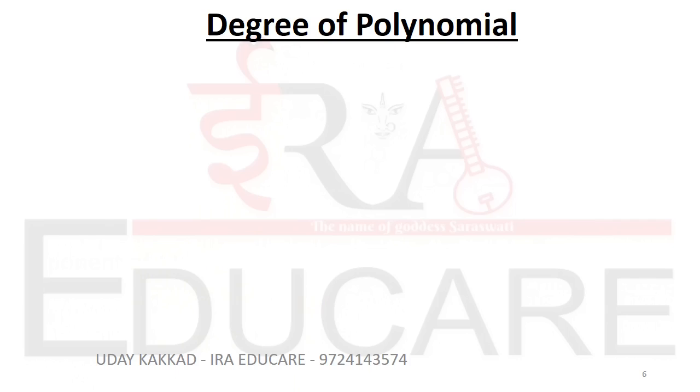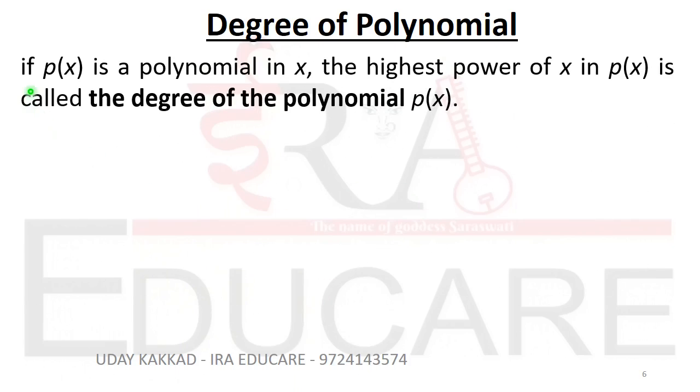Now, degree of a polynomial, this you learned in 9th standard, okay? If p of x is a polynomial in x, the highest power of x in p of x is called the degree of the polynomial p of x. It means p of x is a polynomial, so it has a variable x, okay? Now the highest power of x. So in any term, whatever highest power of x you find, that power is called the degree of the polynomial. Let's take one example.